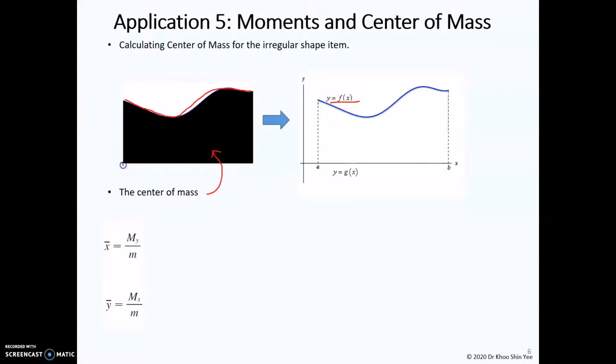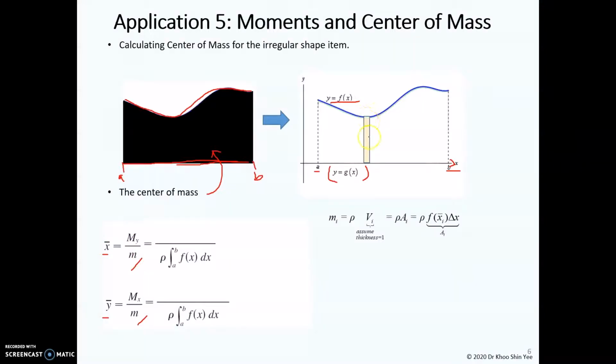Then you need to know the lower limit and upper limit, which is a and b. So in this case, is a constant function here. Therefore, your y equal to g(x) is at x-axis. Previously, we know that the center of mass for the x-coordinate and y-coordinate can be given by these two formulas. So if you want to find the x-coordinate for the center of mass, then you can take the moment about y-axis and divide it with the mass.